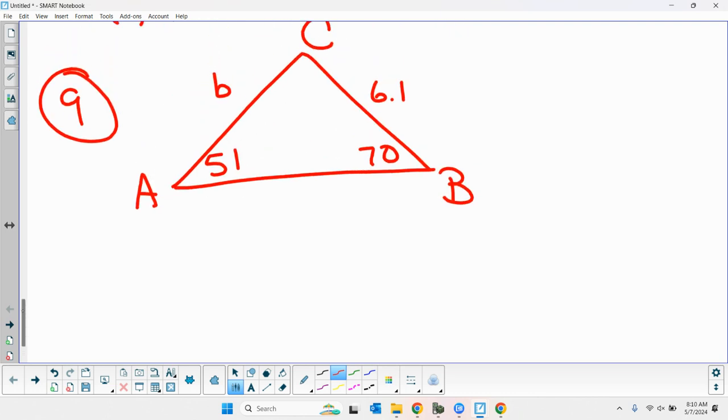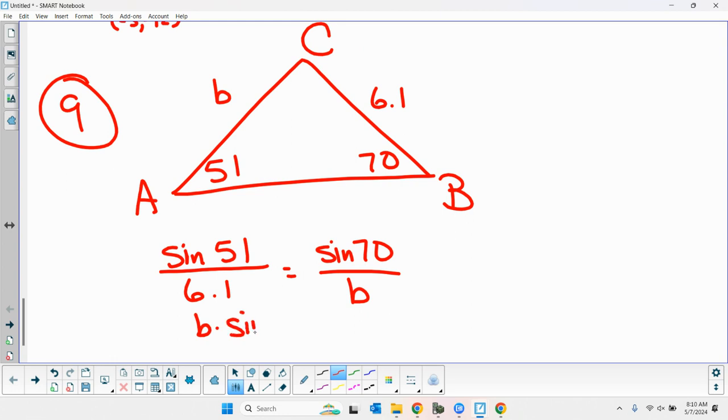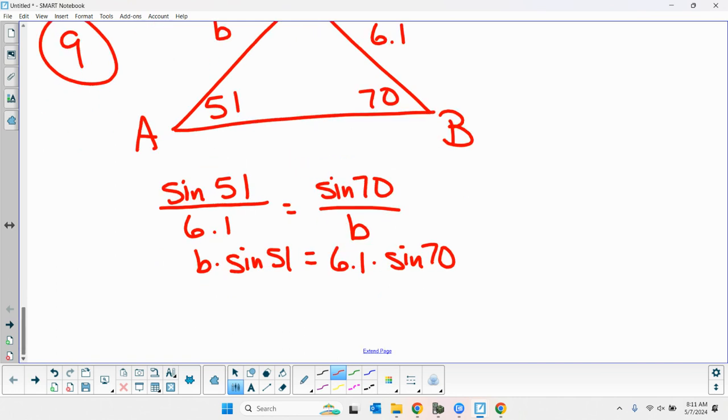So law of sines is sine of 51 over 6.1, or maybe you had it flipped. That's okay. So sine of angle A over side A, or side A over the sine of angle A. Since I have the angles up top, I put sine of angle B over side B. So there's where I'm going to cross multiply and divide. B times the sine of 51 equals 6.1 times the sine of 70. So I've got to divide by the sine of 51 to get what B equals.